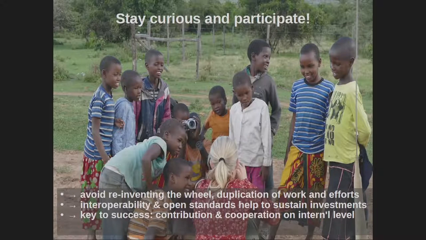Then interoperability and open standards help to sustain investments. And I would say this conference is really a success because we have over 1,000 people from all around the globe. So key to success is contribution and cooperation on an international level. Good, thank you.